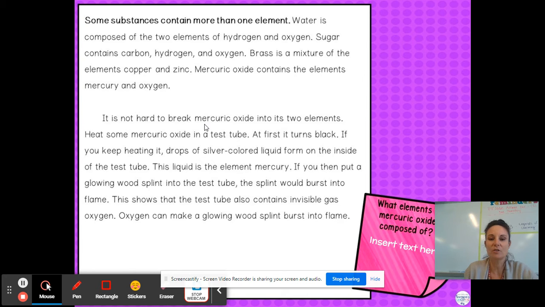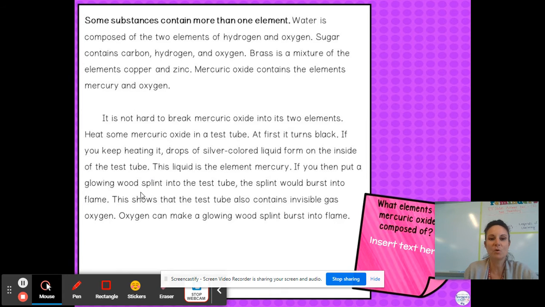It is not hard to break mercuric oxide into its 2 elements. We would heat some up in a test tube, and it would turn black. We would keep heating it, then drops of silver-colored liquid form on the inside of the test tube. This liquid is the element mercury.